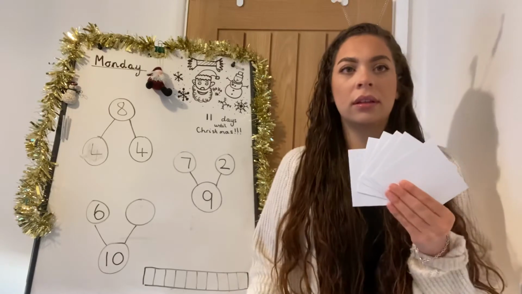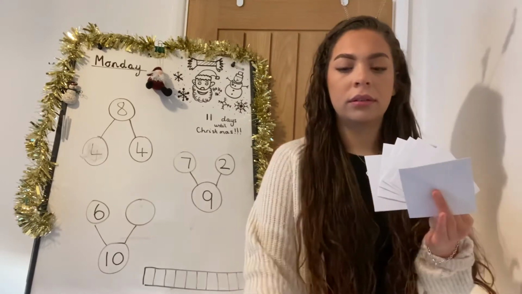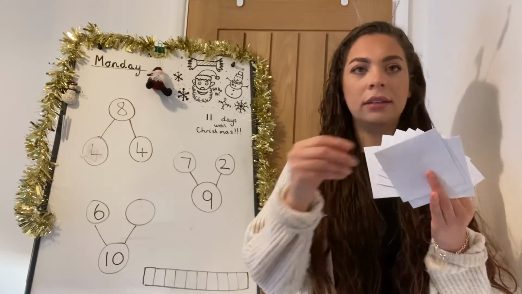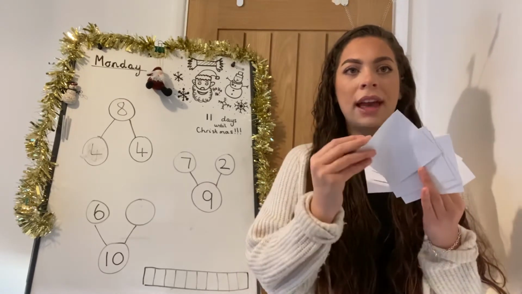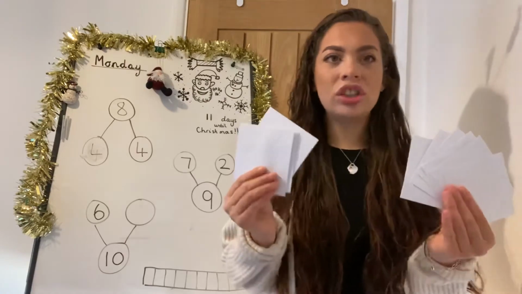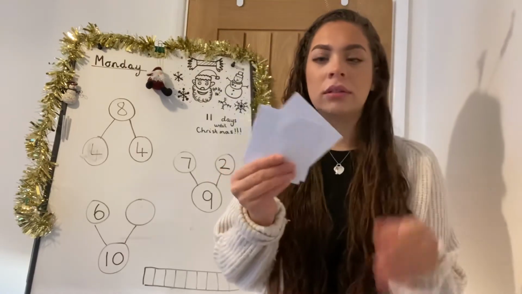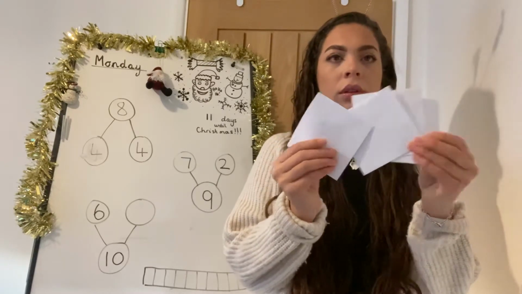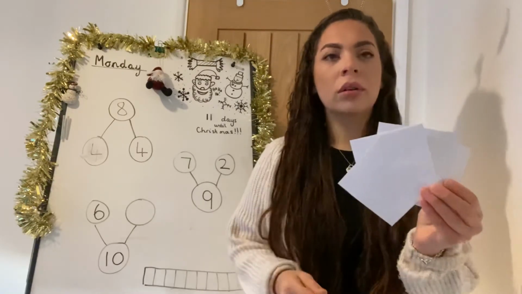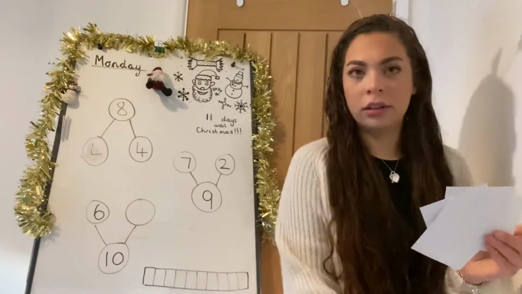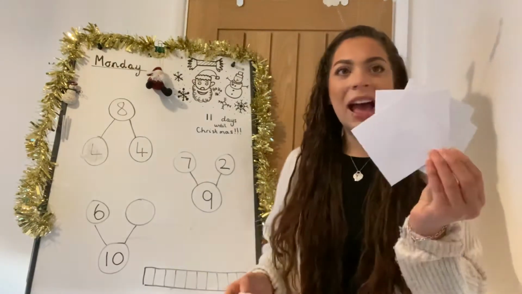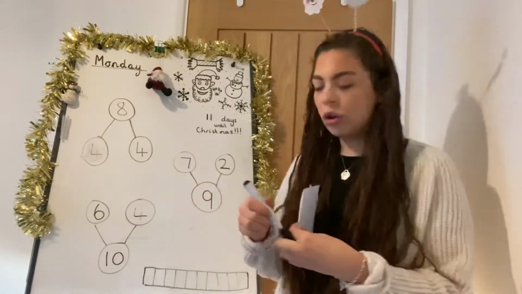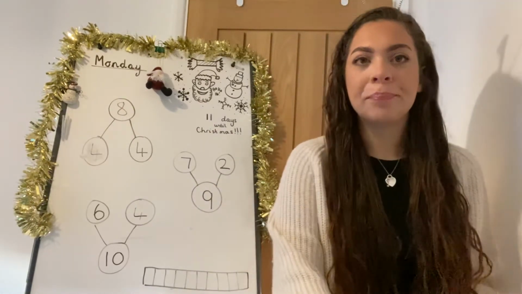6, 7, 8, 9, 10. So I've reached 10. Let's see how many I added on. 1, 2, 3, 4. I added on 4 cards. So I started with 6, add on 4, and I got to 10. So 4 and 6 are my parts to reach 10.